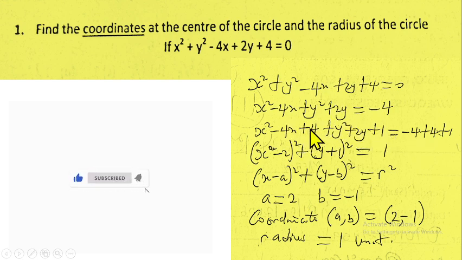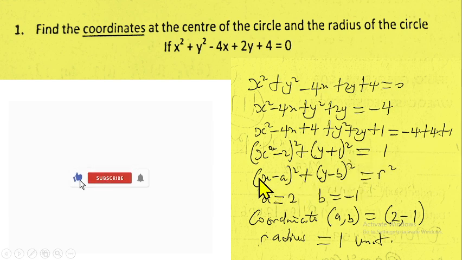Then this 4 here, you add it to this other side. Then 1 here, you add it to the other side. That means you have this equals to minus 4 plus 4 plus 1. So you can now change s squared minus 4s plus 4 into a perfect square. That will give us (s minus 2) all squared. Plus change y squared plus 2y plus 1 to a perfect square as well. That will give us (y plus 1) all squared equals to 1.